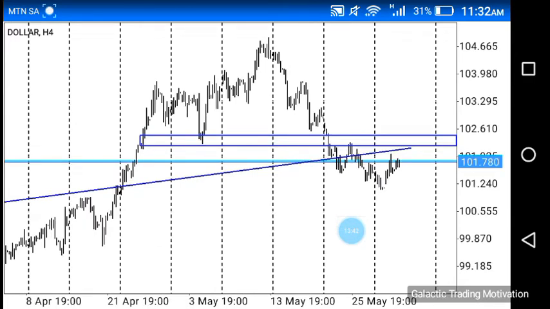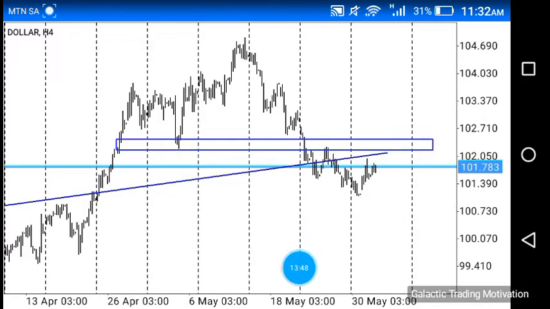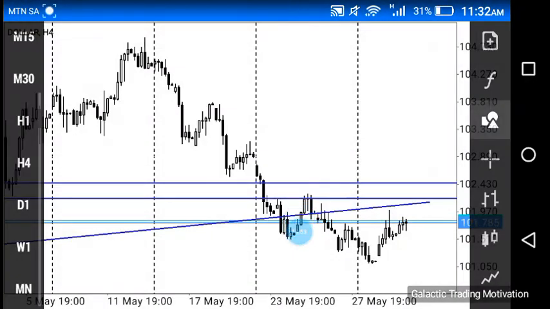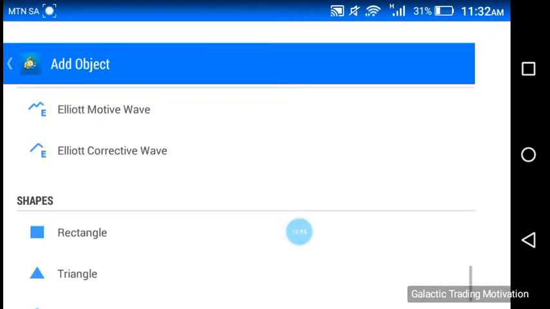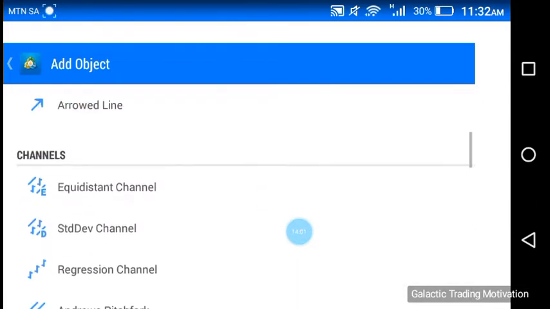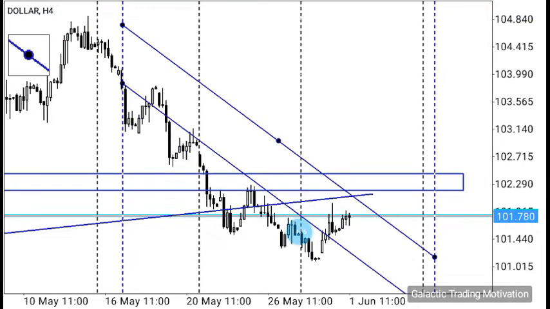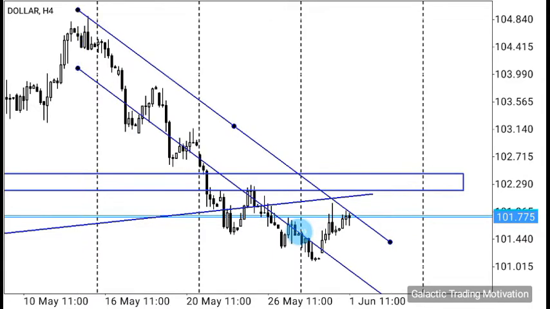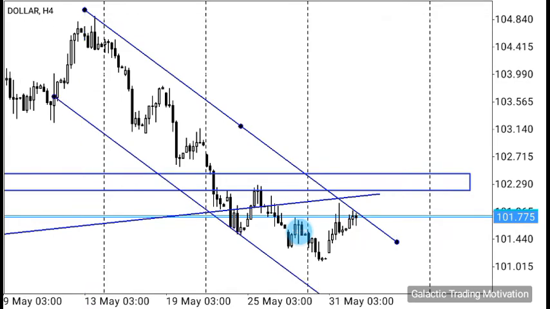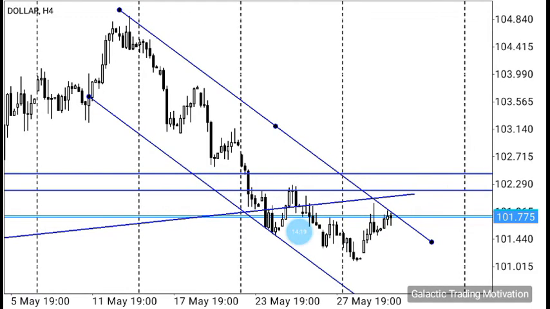So here we are on the H4 chart. The first thing that I'm going to do on this chart is add my H4 channel as well. Just bear with me. Here we go. And another thing is that I'm just going to make it a different color so that it stands out from the channel that we drew on the daily chart. Just bear with me, guys.